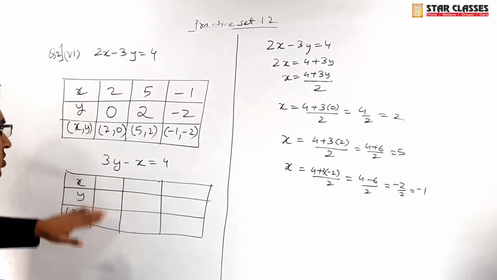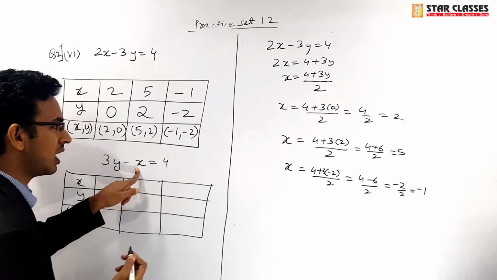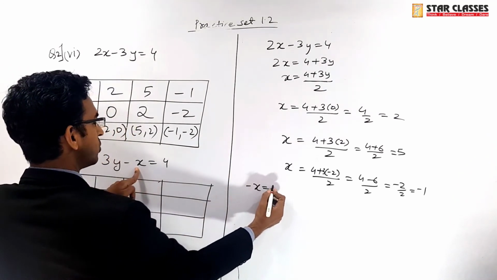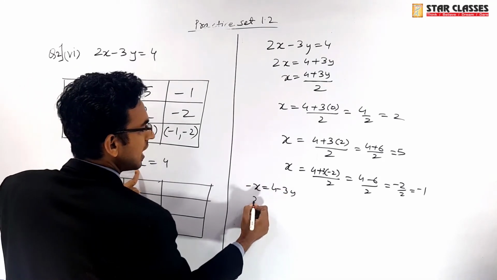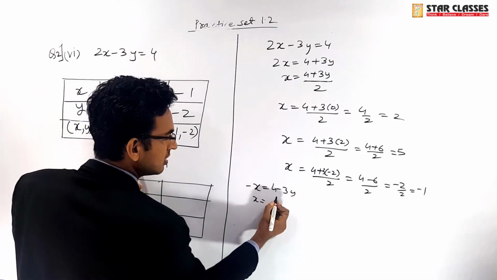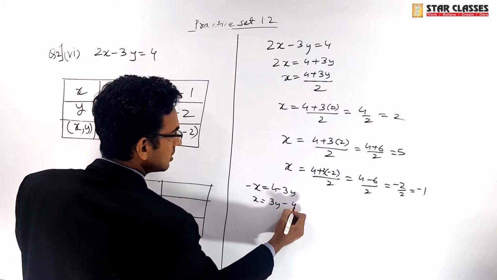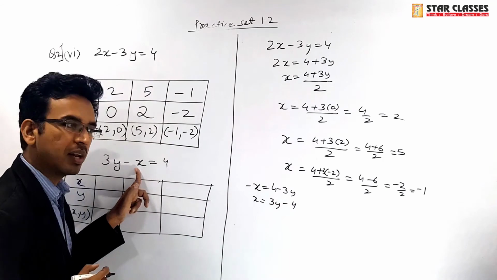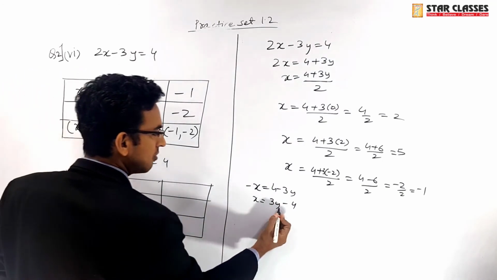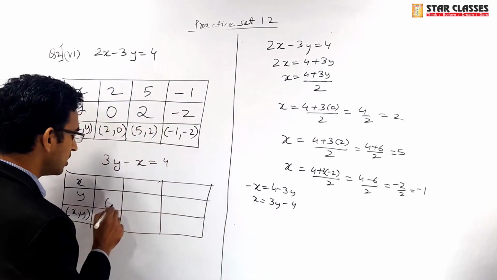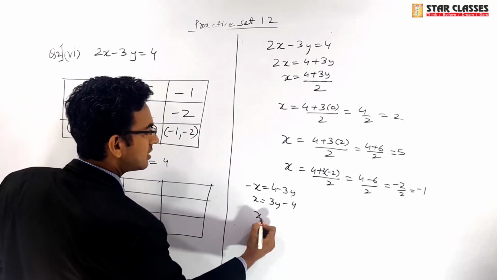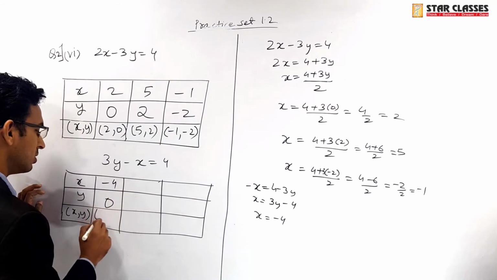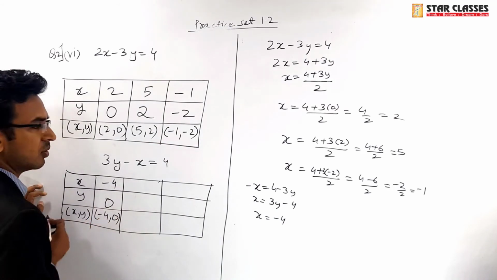Now for the next equation, we can keep x at LHS and the rest all at RHS. This will become minus x is equal to 4 minus 3y, or x is equal to, we are interchanging the signs, 3y minus 4. Minus goes that side, plus 4 becomes minus 4, and minus 3y becomes plus 3y. Okay. So if I take value of y as 0, this will become x is equal to 3 zeros is 0 minus 4. x will become minus 4. This will be minus 4, 0.